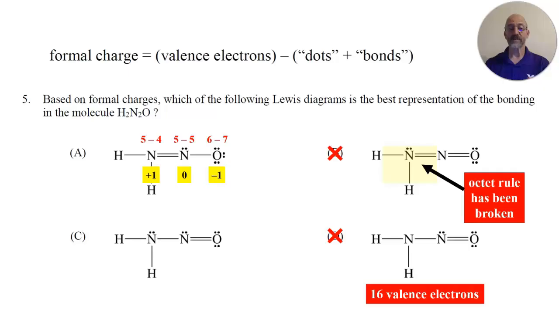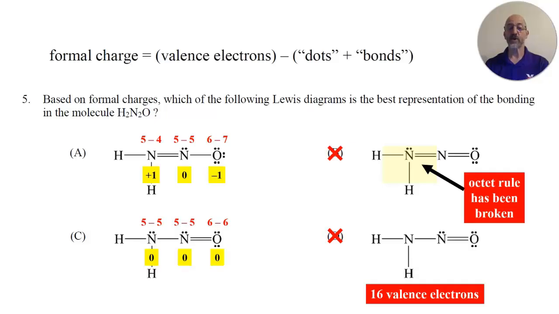Now I will move on to the Lewis diagram for choice C. I'm not doing the hydrogen atoms because that would be 1 minus 1, which is 0. I'm focusing on the 2 nitrogens and the oxygen atom. In choice C, for that nitrogen on the left, that would be 5 valence electrons minus, I see 2 dots and 3 bonds, so 5 minus 5 is 0. The next nitrogen has 5 valence electrons, and I see 2 dots and 3 bonds. That is also 5 minus 5, which is 0. And for the oxygen, which has 6 valence electrons, I see 4 dots and 2 bonds. So 6 minus 6 is 0.